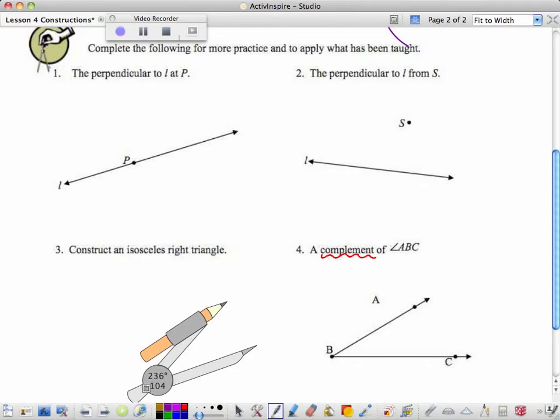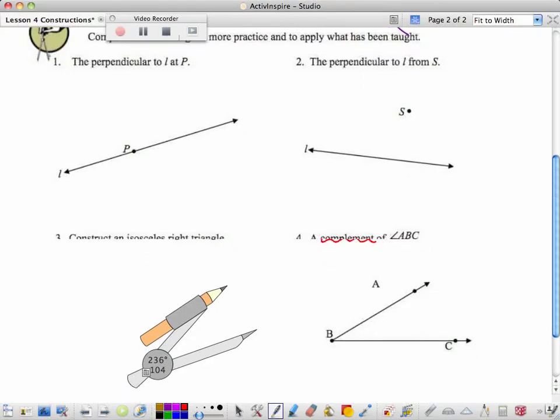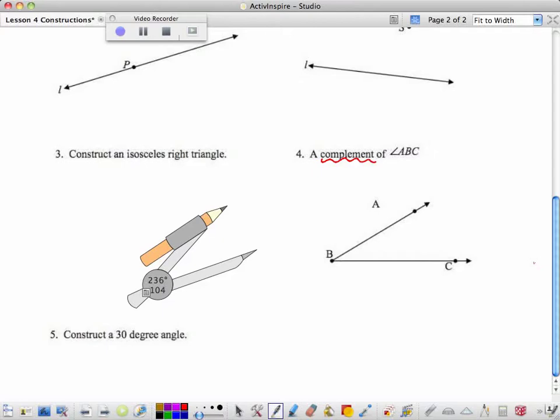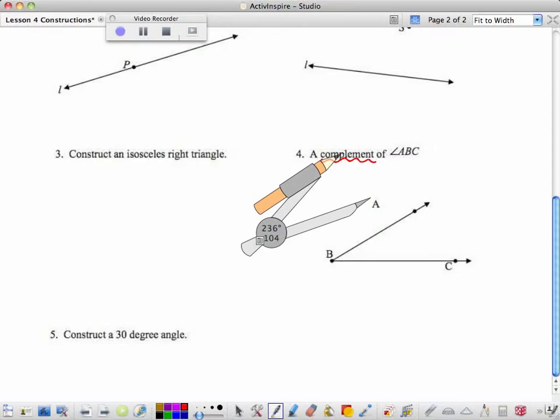Okay, so here are the constructions. Number 1 is a copy of what we've already done: perpendicular through a point on the line. Number 2, a copy of what we've already done: perpendicular through a point not on the line. I'm going to let you rewatch the other video if you're still having trouble, or go see a teacher. But to construct an isosceles right triangle, how would you do that?